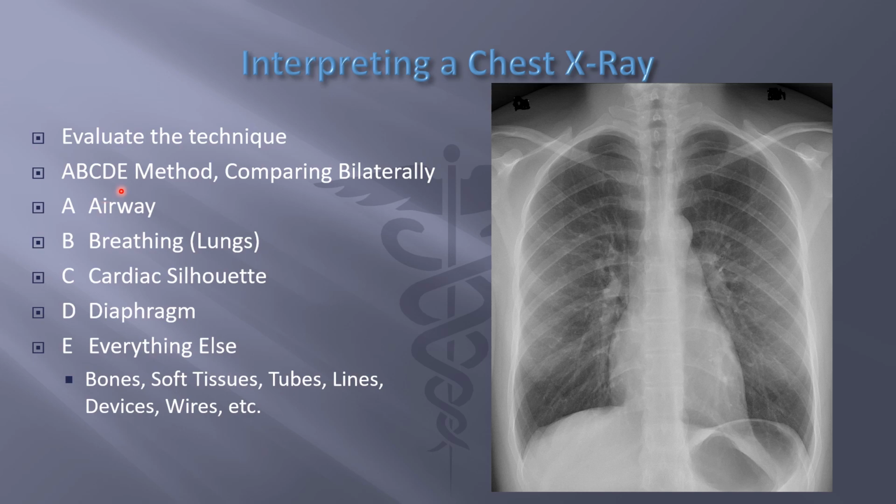So I use the ABCD method. The A would be airway. So I look at the trachea here, and have to come down here. Right here, I see the carina. I'm going to get this out of the way for a second, and oh, that's the wrong button there. And here I see the left main stem come up to the carina there, and then the right main stem. So there's the carina there. So the trachea is midline.